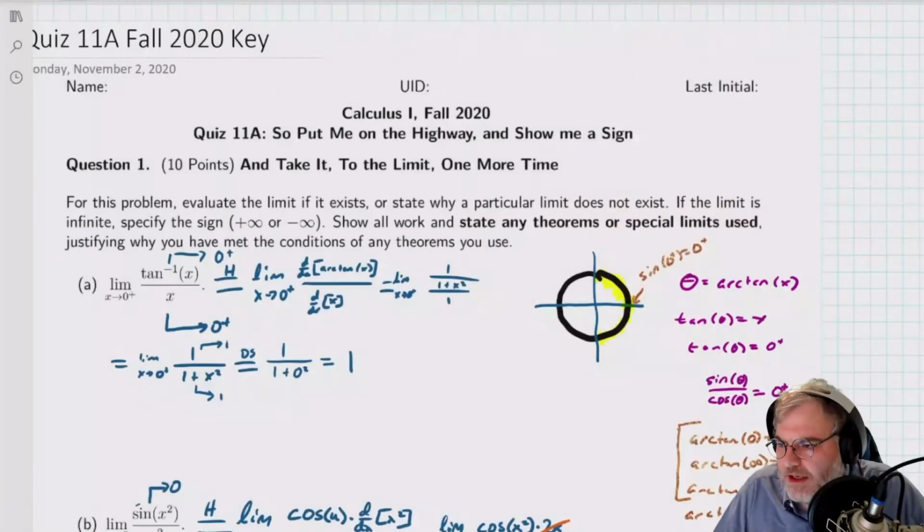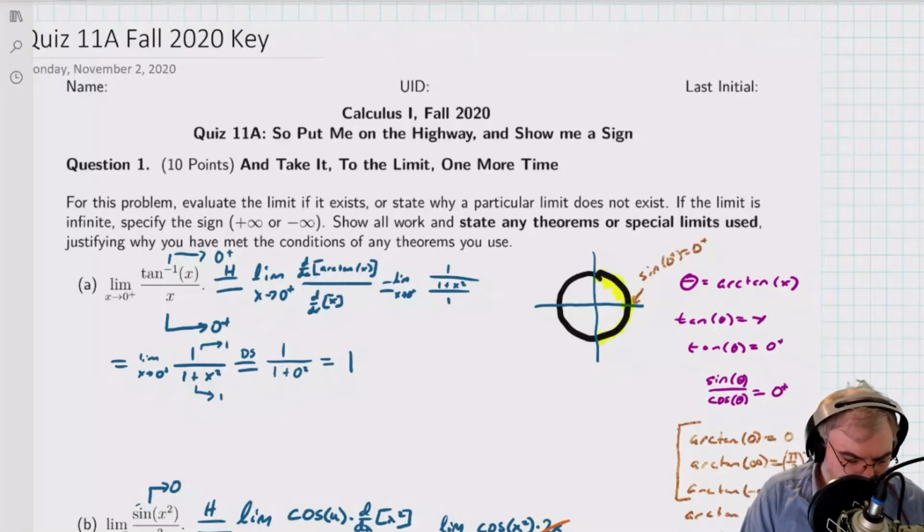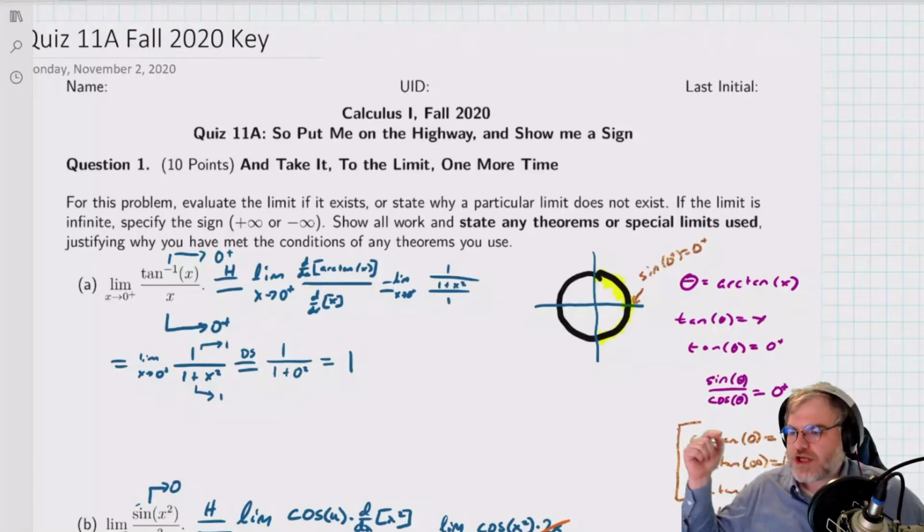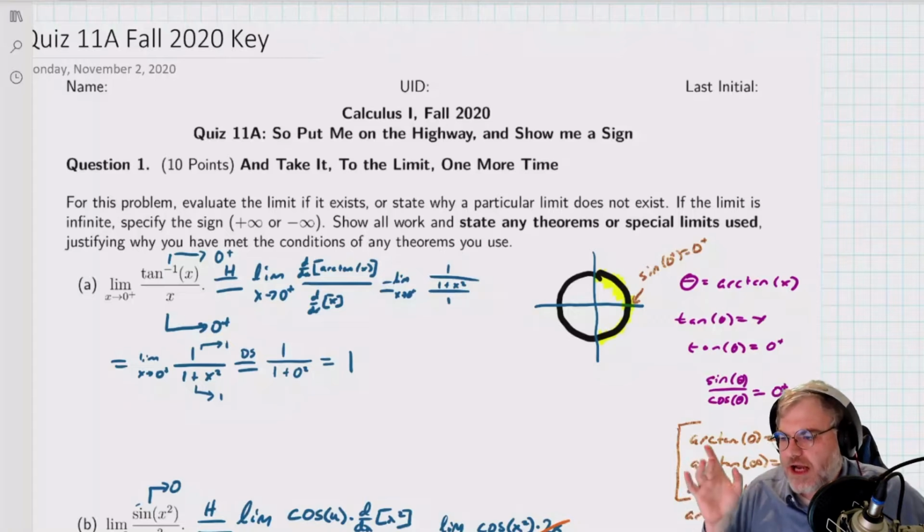So this one was on the L'Hopital's rule stuff. Let's pull it up. As usual, there's chat in Blackboard Collaborate Ultra and chat in Twitch, polls in Blackboard Collaborate Ultra.